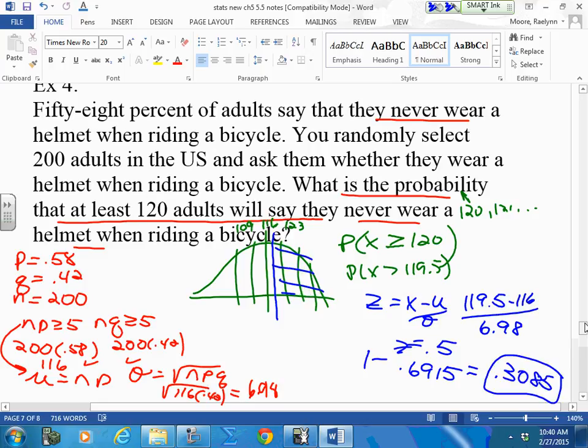So my final answer is 0.3085. Almost 31%. About a 31% chance that I will get at least 120 adults to say that they never wore a helmet when they rode a bicycle.